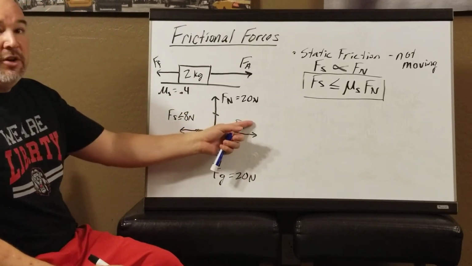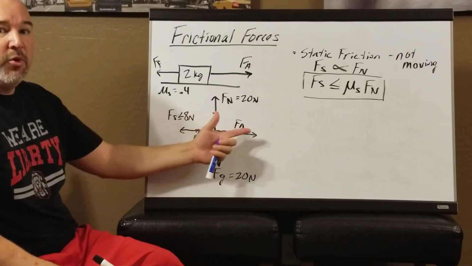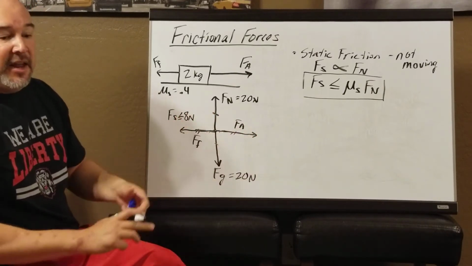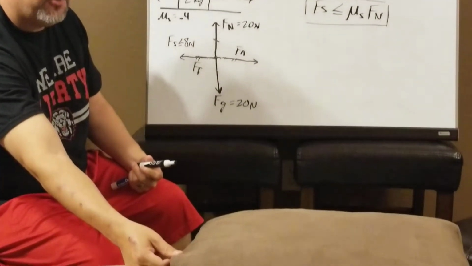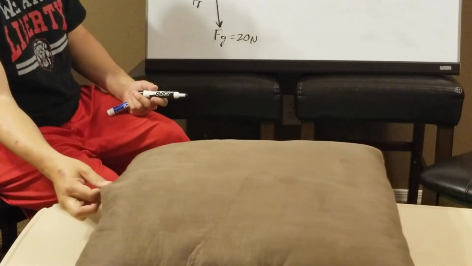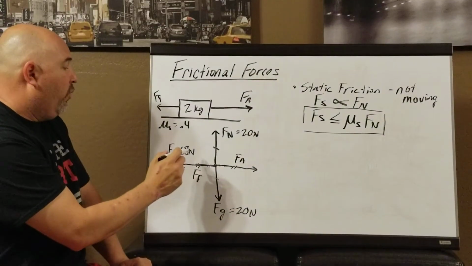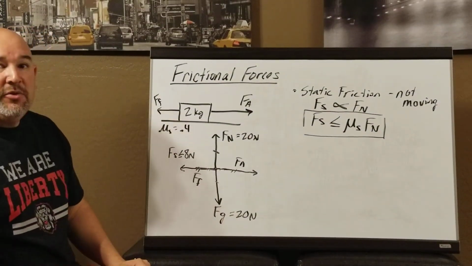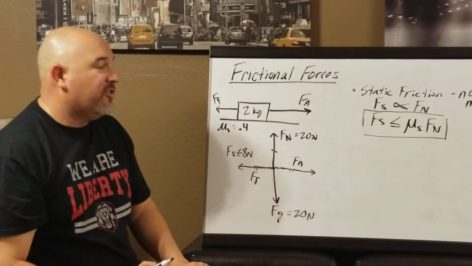So if I pull with 1 Newton, static friction is going to be 1 Newton. If I pull with 2 newtons, it's going to be 2. 3, it's going to be 3. 4, it's going to be 4. All the way up to 8. Now if I suddenly pull with more than 8 newtons, I'm going to break this limit and the object is going to start moving. So my force of static friction would withstand up to 8 newtons. Once I hit that limit, all of a sudden the object starts moving.